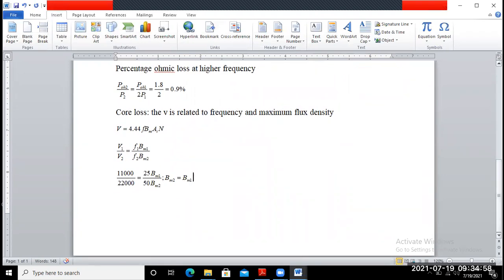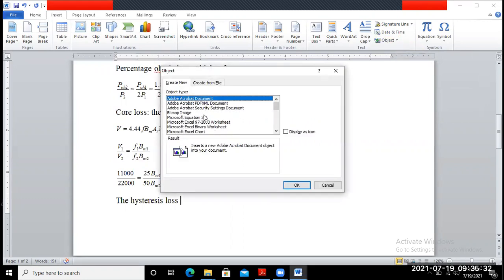So the hysteresis loss has a relation between the frequency and maximum flux density. We also saw some problems in the previous class on the losses. So the hysteresis loss Ph is written as Ph = Kh frequency into B maximum to the power x.